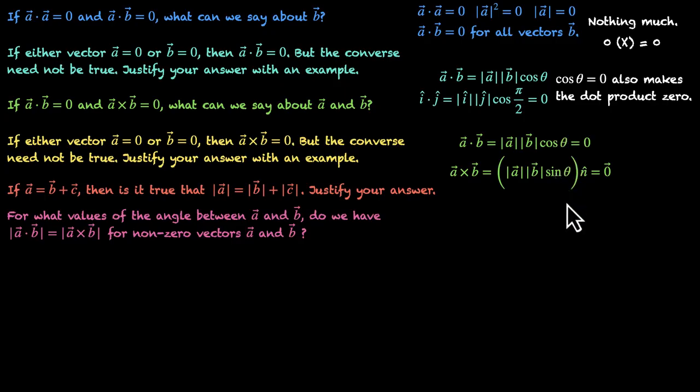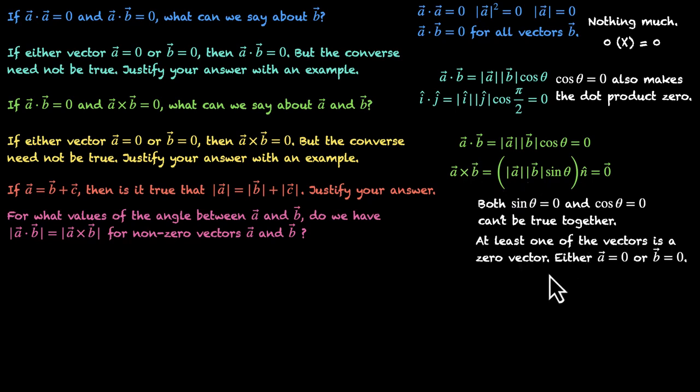There's no angle for which both sine and cos are together 0. So what we can say is both sine theta equal to 0 and cos theta equal to 0 can't be true together. So both of them can't be 0 together. This means for us to make both the dot product and the cross product equal to 0, at least one of these magnitudes has to be 0. So at least one of the vectors is a 0 vector. Either A is a 0 vector or B is a 0 vector. Only in this scenario can we have both the dot product and the cross product together 0.